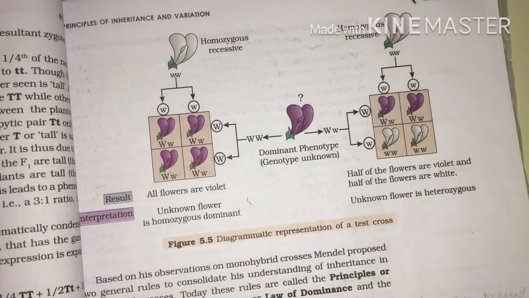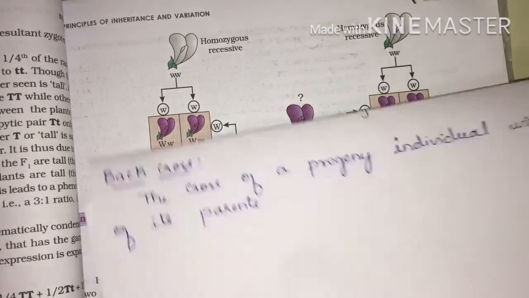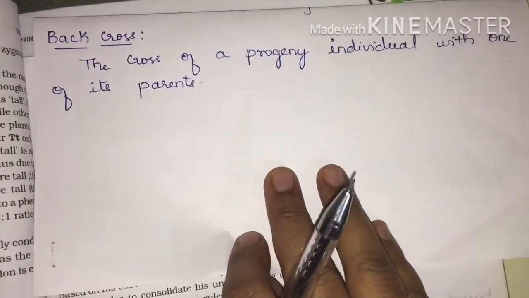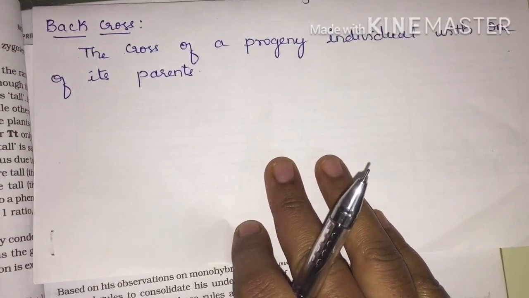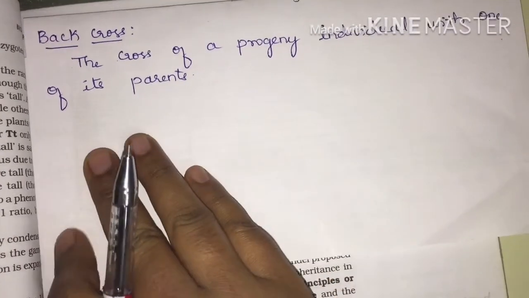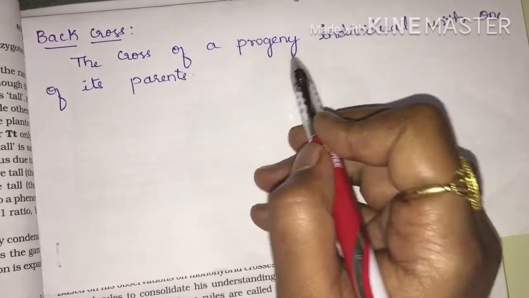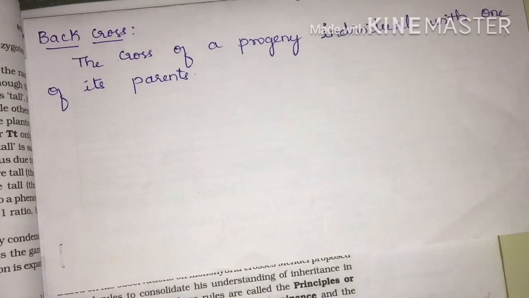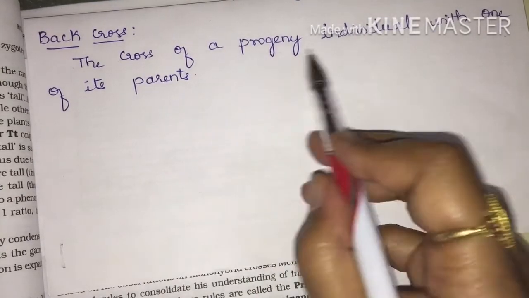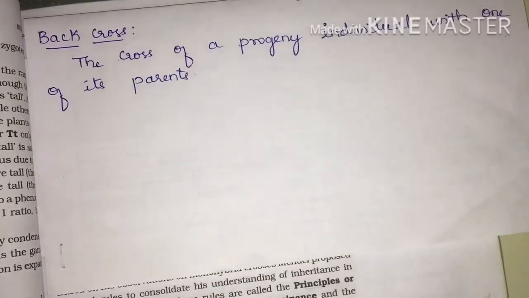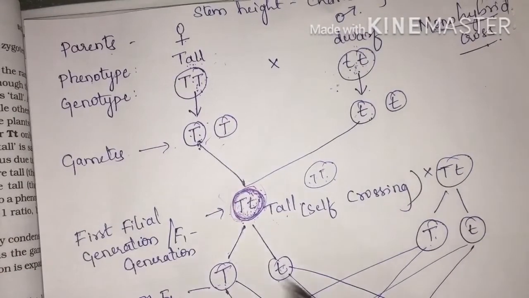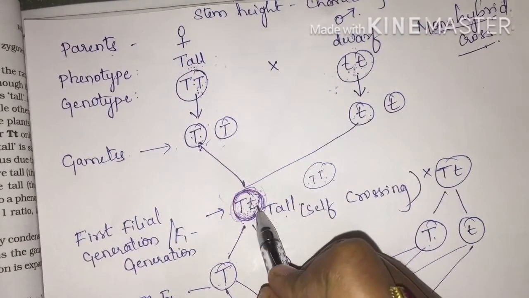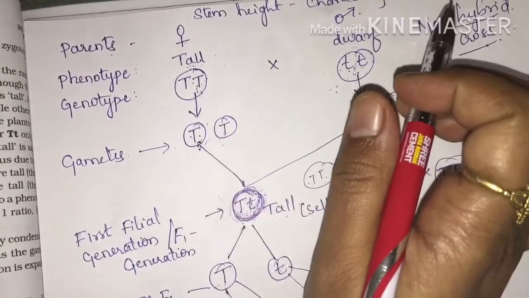With that, I wanted to let you know one more piece of information. Along with the test cross, you should know about the back cross also. It has not been given specifically in your textbook, but it's quite easy. Back cross is the cross of a progeny individual with one of its parents. Progeny individual has been taken and crossed with any one of its parents. Same example I am using: this is the progeny of an individual. If it is crossed with any one of the parents, we call it a back cross.